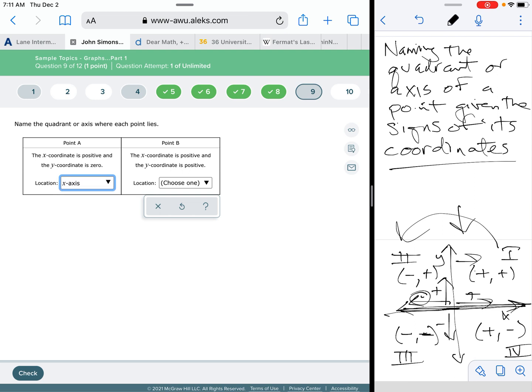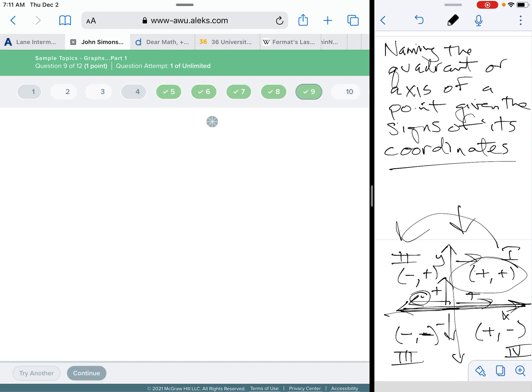And then point B, the x-coordinate is positive and the y-coordinate is positive. So look over right here at your chart. That puts us right there. So we're going to say quadrant 1 and then check our answer. All right, let's do another one.